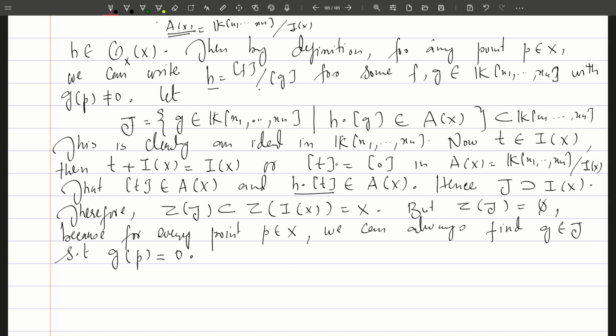Now, if the zero set of J is empty, by the Nullstellensatz, this is only possible if J is equal to the whole ring, that is, if J contains a unit, in particular if J contains 1. So thus, by the Nullstellensatz, J contains 1.